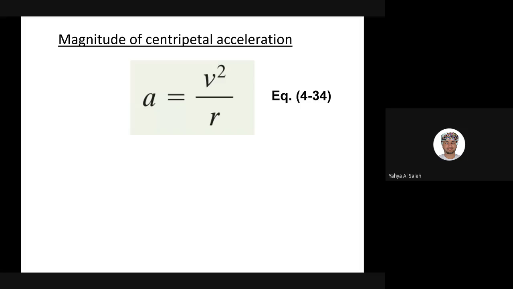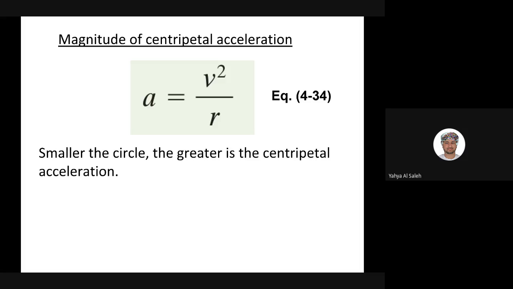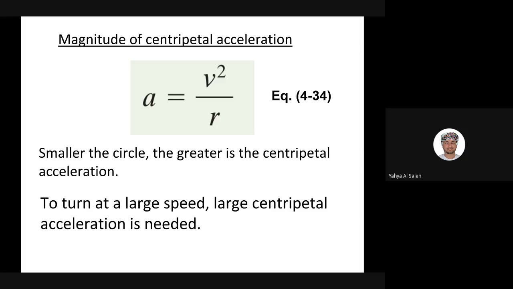So the magnitude of the centripetal acceleration is a equals v squared over r. The smaller the circle, the greater the centripetal acceleration. Otherwise put, to turn at a large speed, you need a large centripetal acceleration. So if you're trying to make something go round and round your head, for example, you either need to move it very fast or use a very, very short rope.